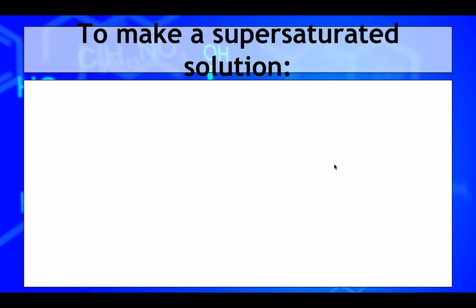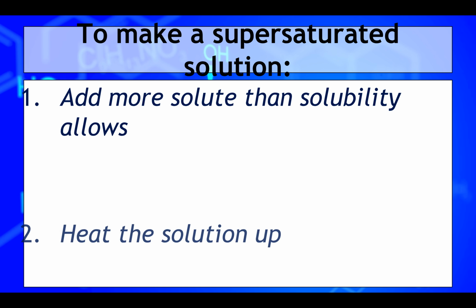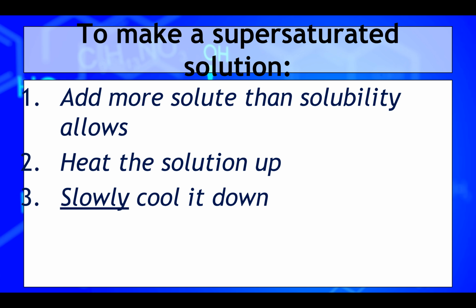To make a supersaturated solution, you have to add first more solute than solubility will allow. But then take that and bring it up to a warmer temperature. So you're going to heat the solution up. After you've heated the solution up, everything will have dissolved, and then you slowly cool it down.